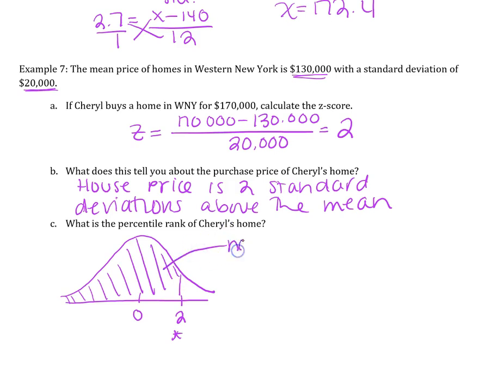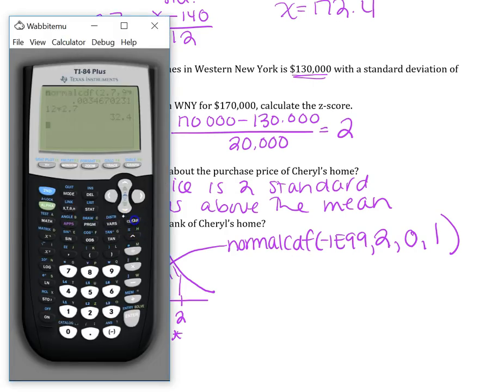And that's where we use normal CDF in our calculator. My lower bound is going to be negative infinity. My upper bound is going to be 2. Mean is 0, standard deviation is 1. So go ahead and calculate that. So I get 0.9772.